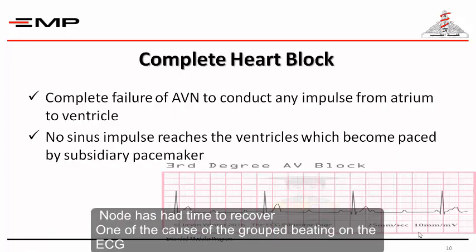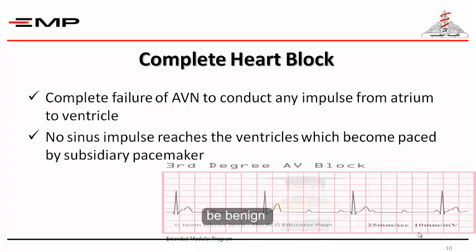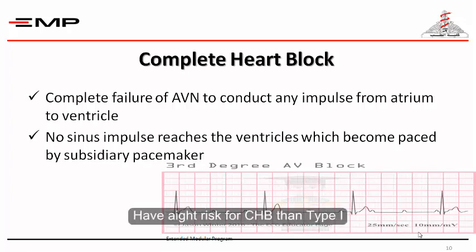I will come back to the ECG of complete heart block. As you see, the PP interval, I mean the interval between each two P waves, is constant as it is coming from the SA node, and usually the RR interval, which is the interval between the QRS complexes, also is constant according to the type of pacemaker.